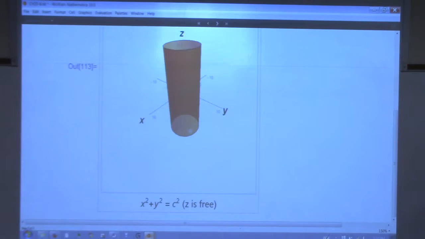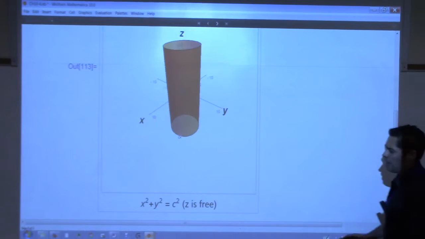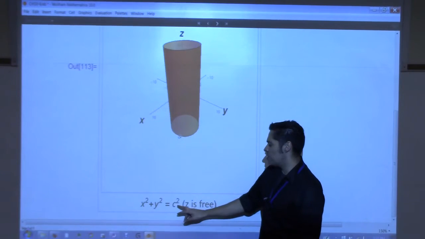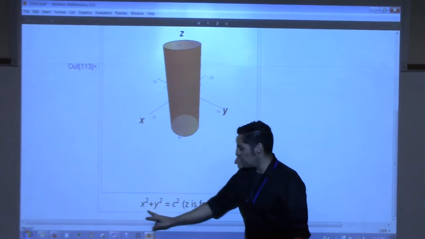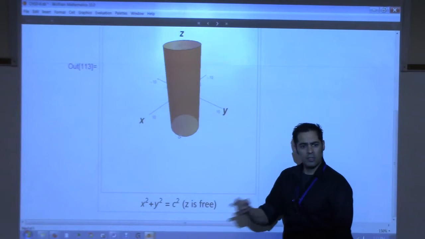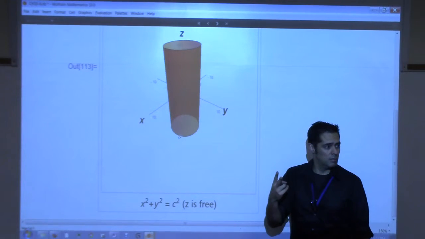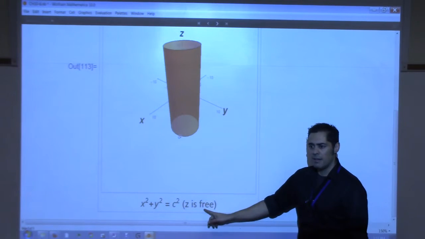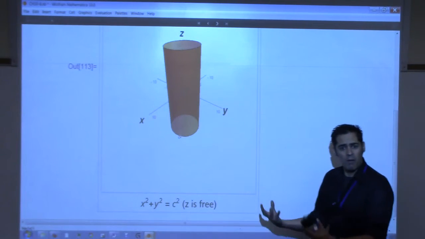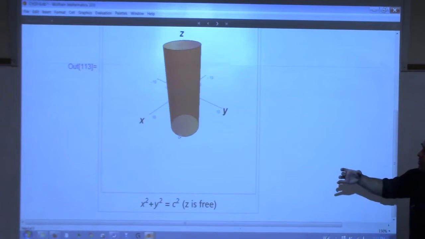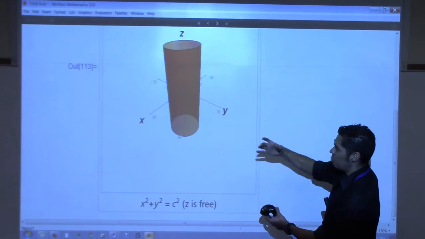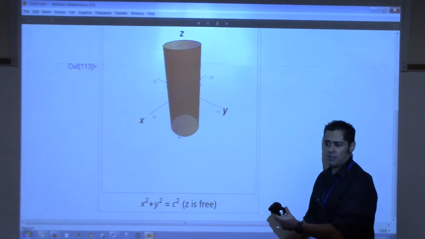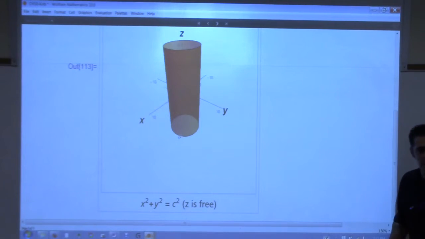This is the equation of that cylinder. X squared plus y squared equals c squared. I could use r. That's the equation of a circle, isn't it? In two-dimensional space, it is a circle. But in three-dimensional space, there's no z here in the equation. So z is what we call free. And so what it does is it draws a bunch of circles, but since z is free, it goes up the z-axis and down the z-axis. And you get the cylinder.